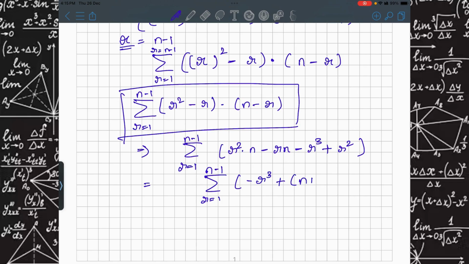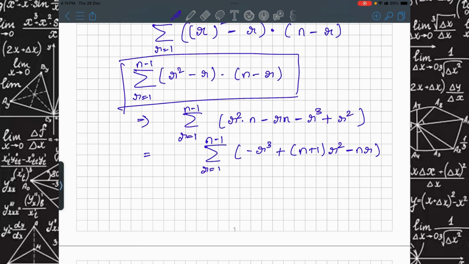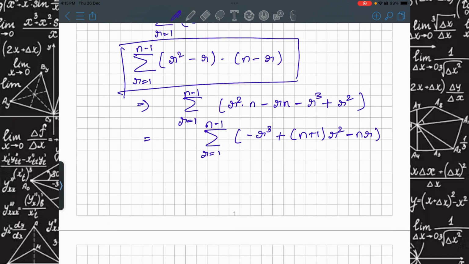Right, n plus 1 of r square minus nr. Okay. So we made this into this form. Okay. So this is the numerator part. Right. So now we will send this summation inside this equation.